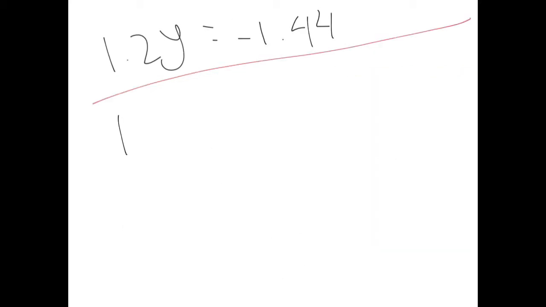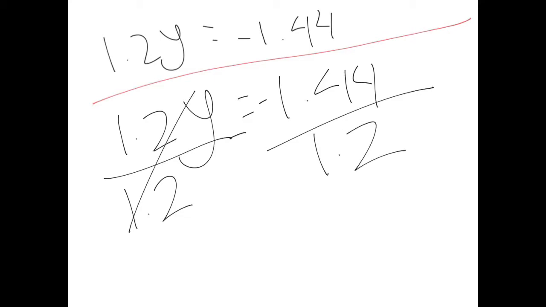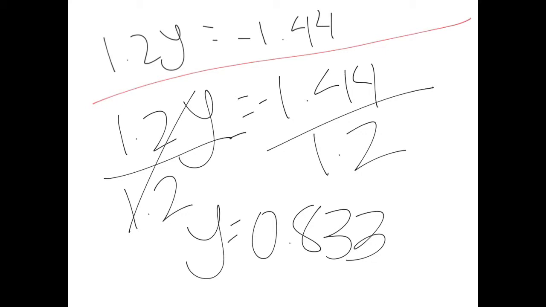First, you have to rewrite the problem. So 1.2 times y equals negative 1.44. So you're going to have to divide out 1.2 by itself, and you do that to the other side, 1.2. This is going to cancel itself out, so when you do 1.44 divided by 1.2, you're going to get an answer of 0.833, and that is what y is going to equal.